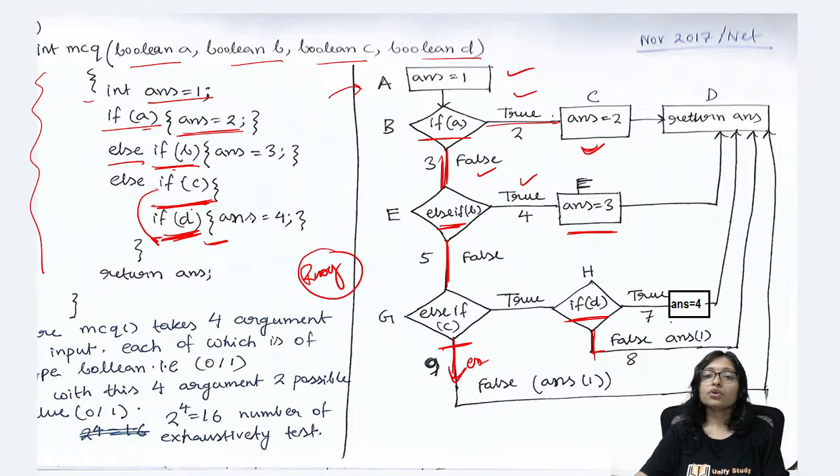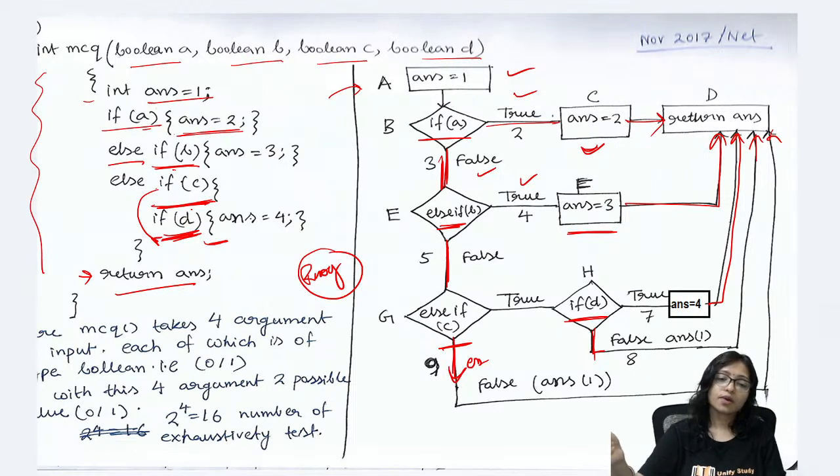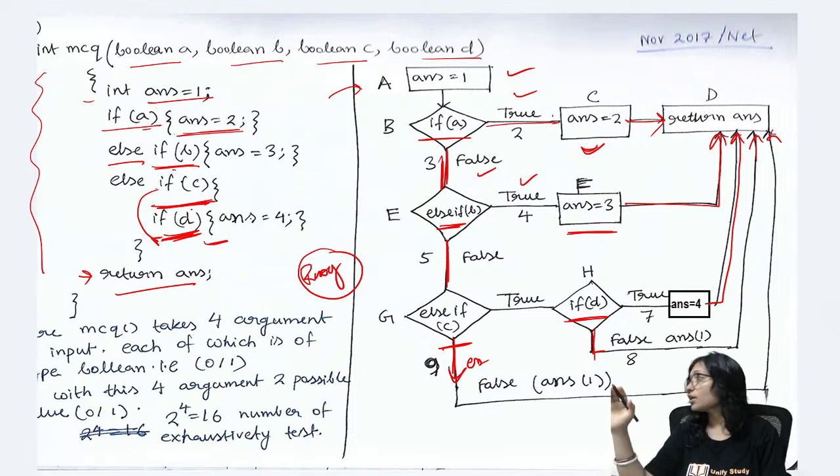So now you are able to draw the flow chart. Your flow chart is done, and everyone ultimately ends with the return answer. So that's why everyone is ending with the return answer. This is my flow chart. In the flow chart, my question was what will be the statement coverage. Easy way you can see that.